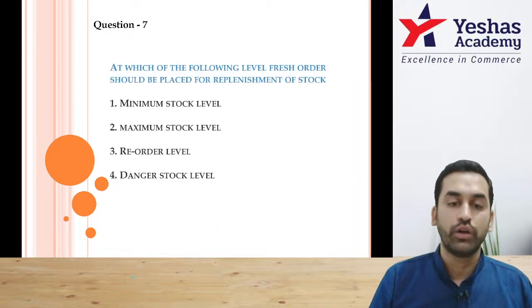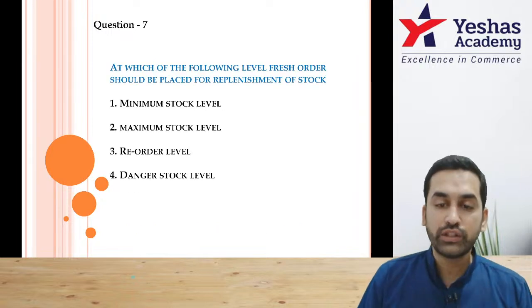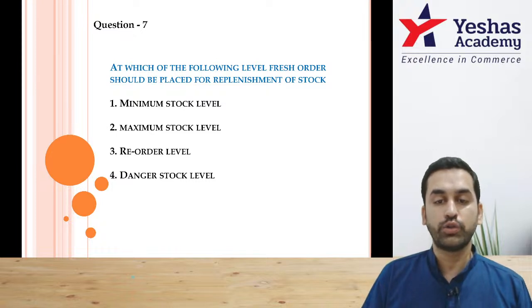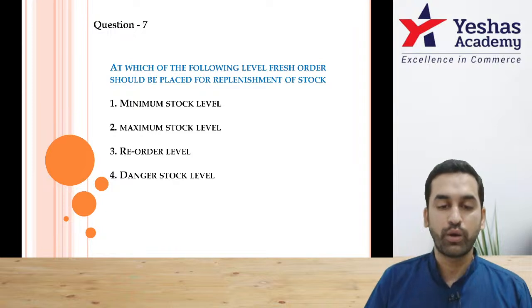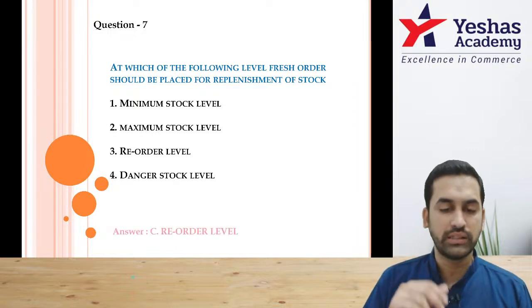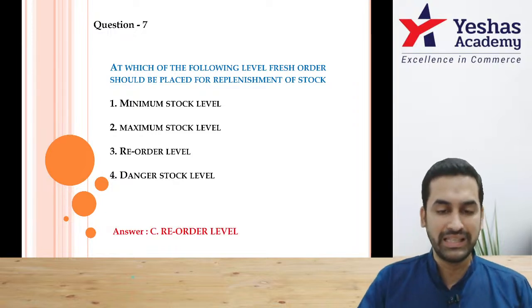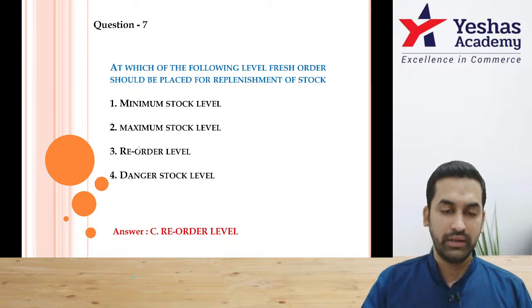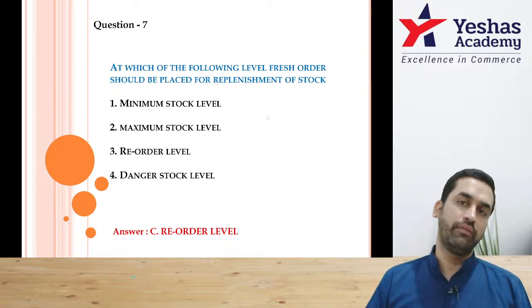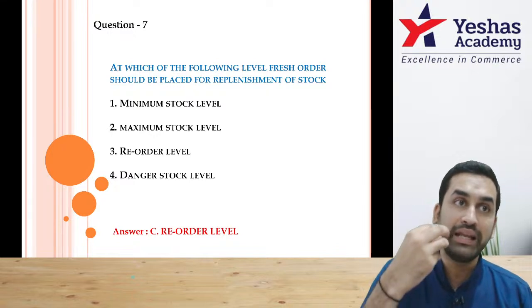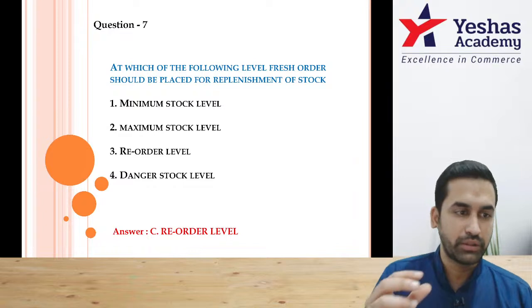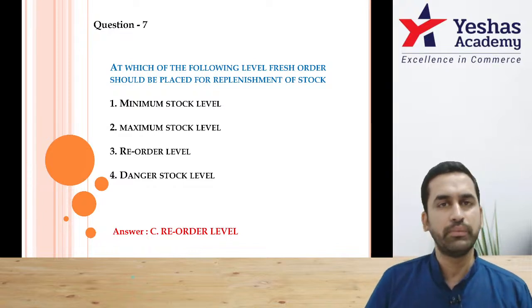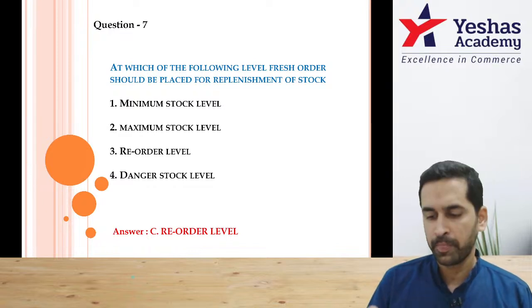Yes. Question number 7. At which of the following levels should a fresh order be placed for replenishment of stock? Minimum, maximum, ROL, danger level. I think most of you know the answer. Option 3 or option C, reorder level. Everybody, what is the meaning of reorder level? When should I place my next order? Very simple sentence. Correct? Let's move on.